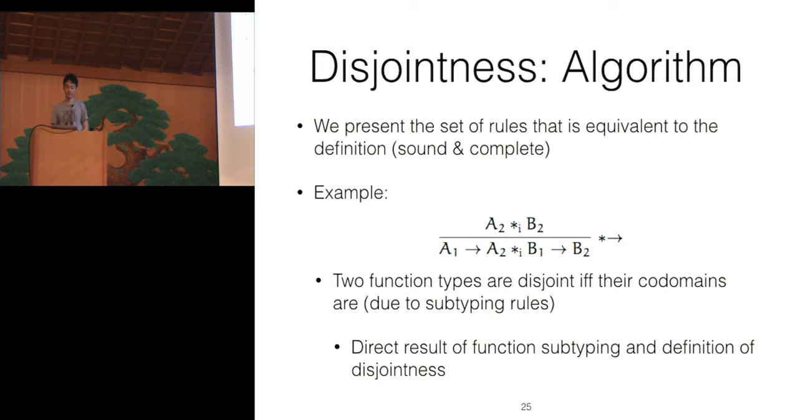And there are many rules. For example, you want integers and string to be disjoint. And this is the rule for functions. It's quite interesting because we don't use information on the domain part, only the codomain part. So two function types are disjoint as long as their codomains are disjoint. And this is actually the direct result of function subtyping and the definition of disjointness.